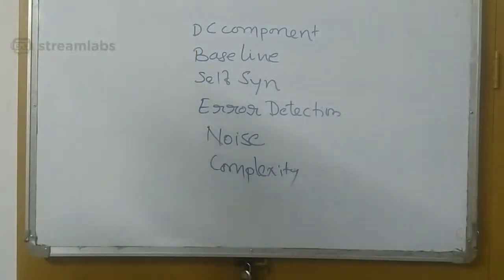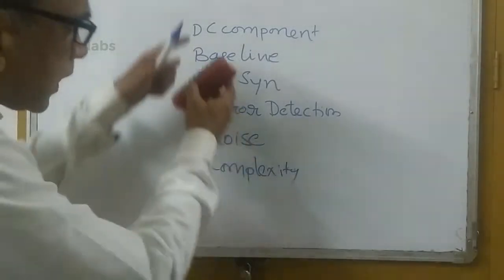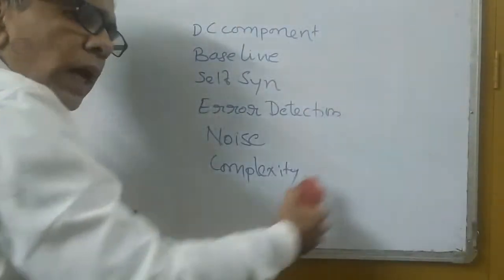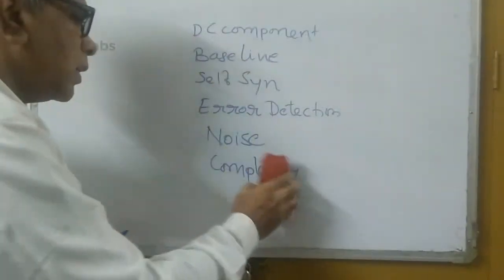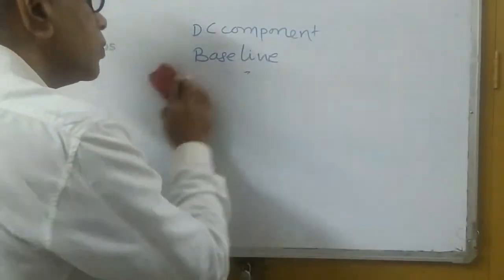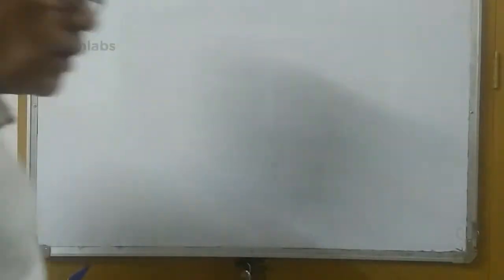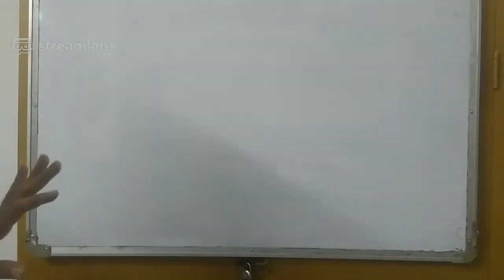Okay, last one is complexity. So these are the 5 criteria based on which we are analyzing the encoding schemes, or those line coding schemes. Whenever I talk about any of the schemes, I will try to analyze using either all properties or a few of them. The analysis will be done based on that.